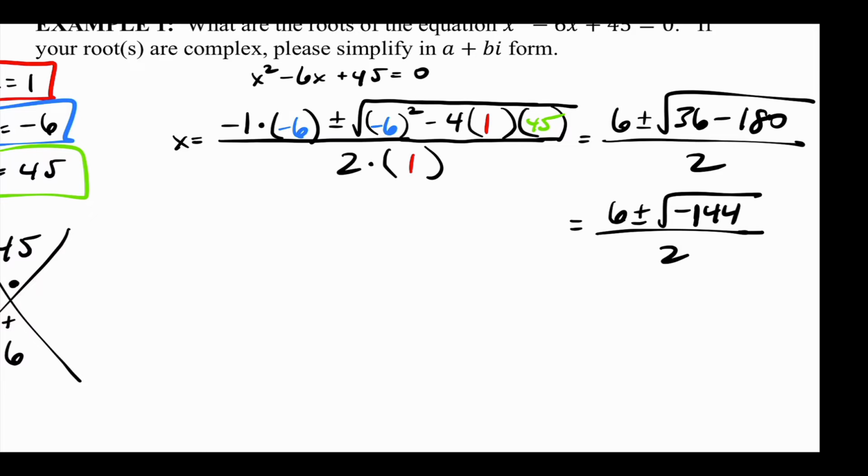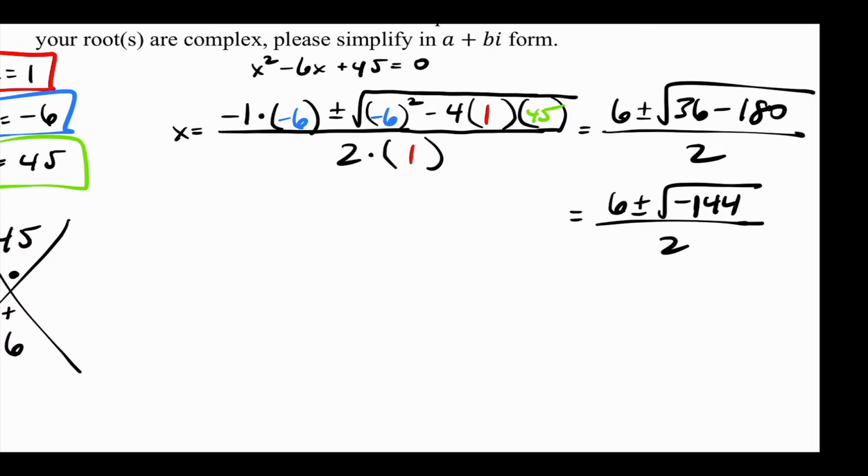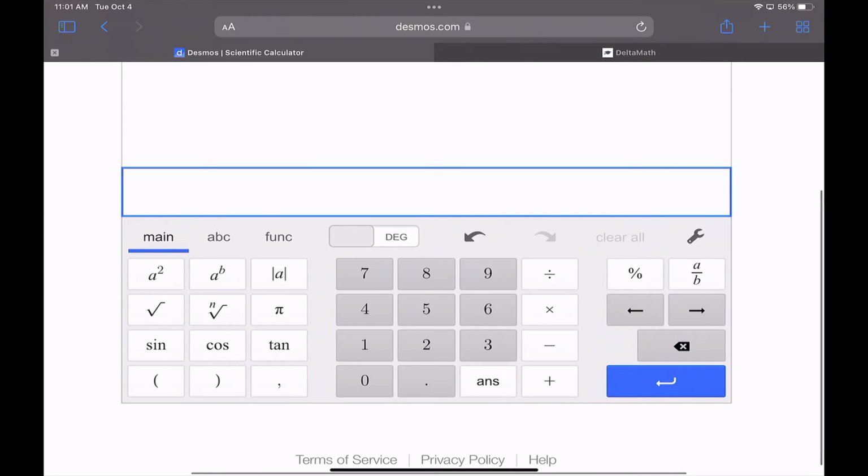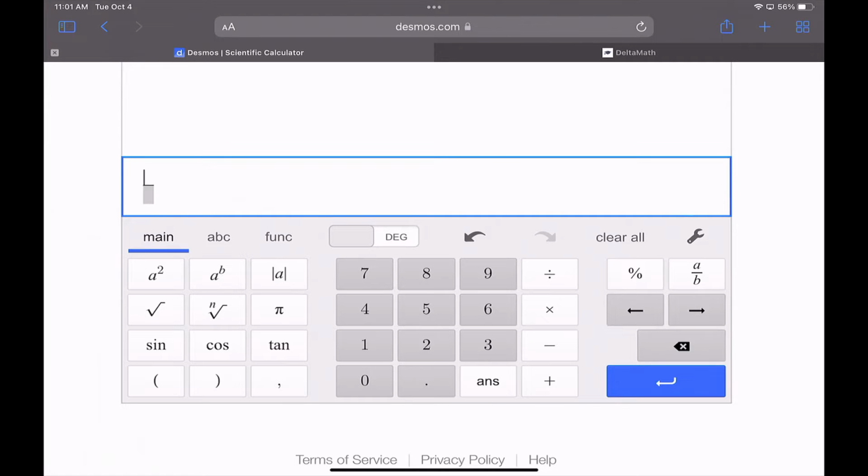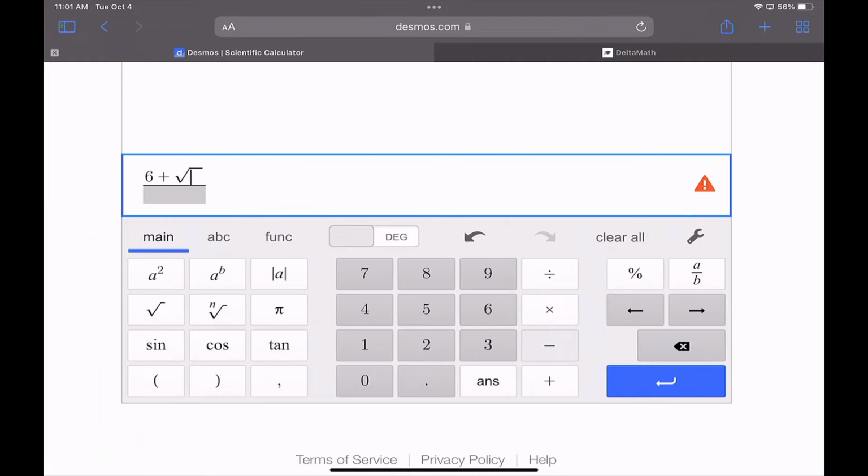Well, our next step was put it in our calculator, right? When we had things like that, we said, oh, put it in our calculator. So 6 plus the square root of -144, and on the bottom, I get 2, right? My calculator freaks out. My calculator says, nope, I can't do that. Why can't I do it? What's wrong with that?